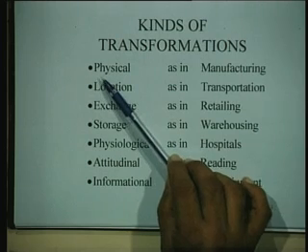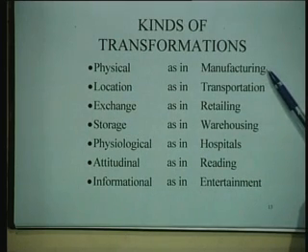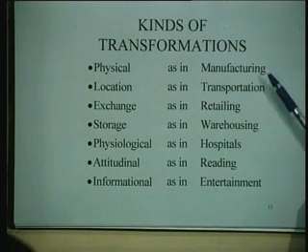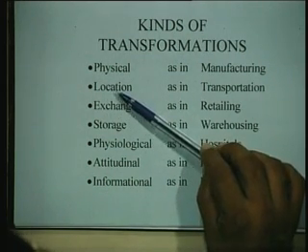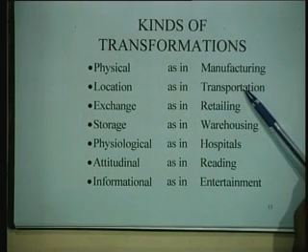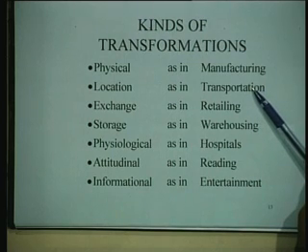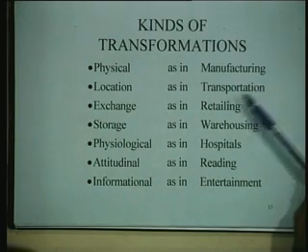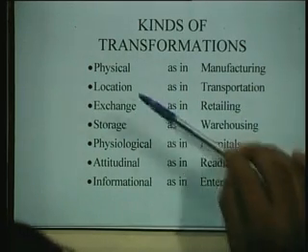So we have said that there could be physical transformation as happens in manufacturing. I think this is obvious, because we have already given examples of how you start with steel sheets and convert them into a car. Ultimately you are changing shapes, right? And in locational transformation, as in transportation, you are changing the location of the material from location A to location B. So essentially transportation is nothing but a locational transformation.